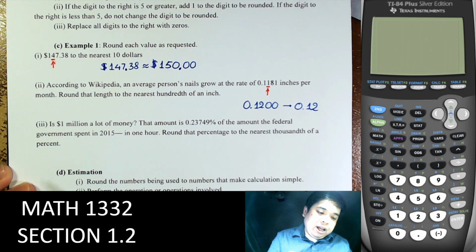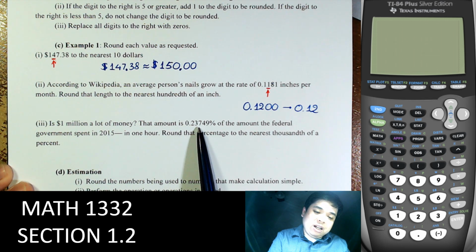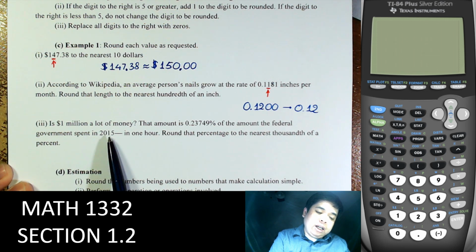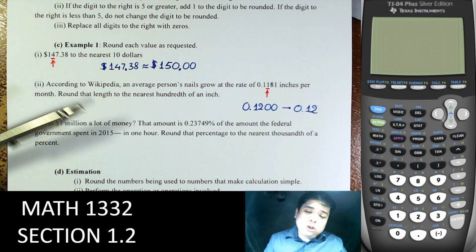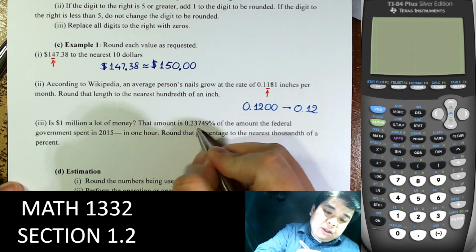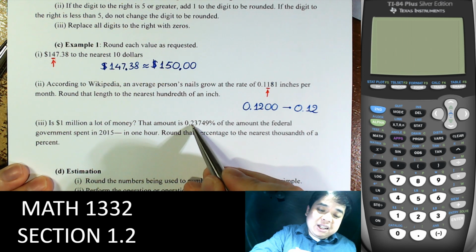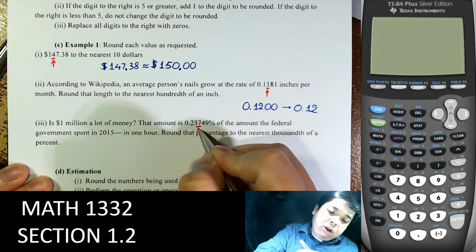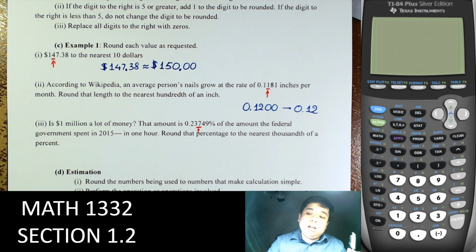Next is $1 million, a lot of money. That is equal to 0.23749 of the amount of federal government spending in 2015 in just 1 hour. Round that to the nearest thousandth. So it's the tenths, hundredths, thousandths. We're going to round to that, and we look at the digit on the right of it, which is 4. It's less than 5.